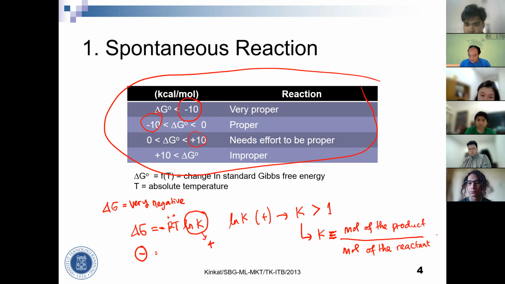Oke. So if the delta G is positive, you can do the same thing, gitu ya. If the delta G is positive, then ln K is negative, which means that K is lower than 1. It means that the product is less than the reactant. So the reaction does not happen effectively. Gitu. Gitu ya kira-kira.